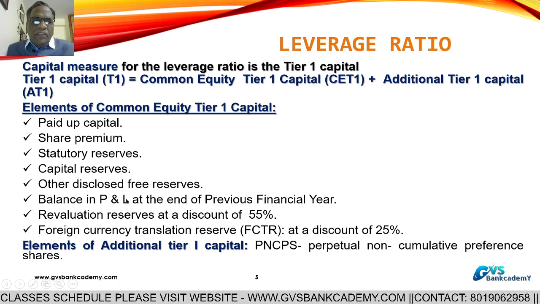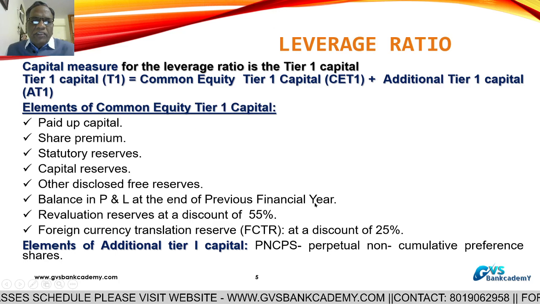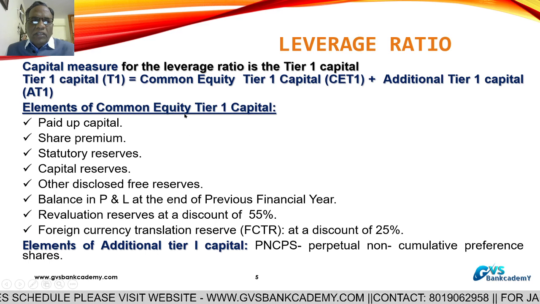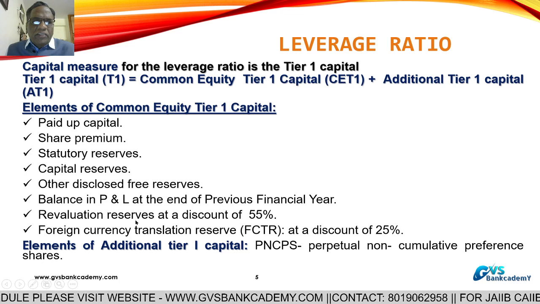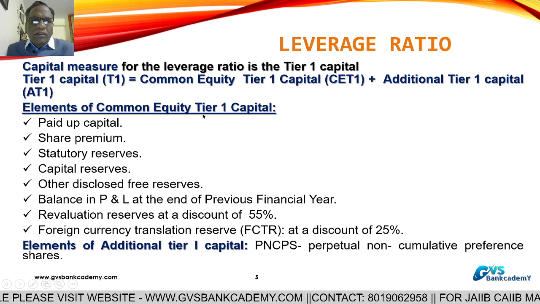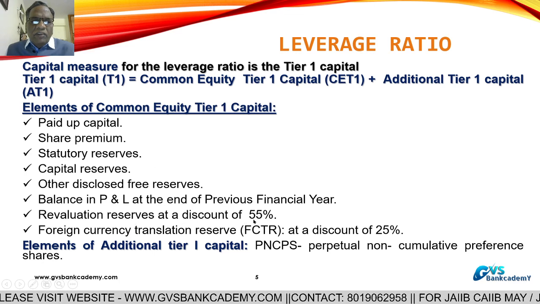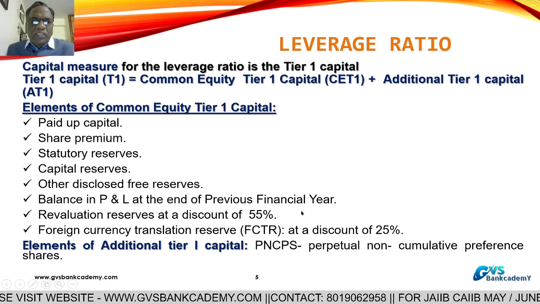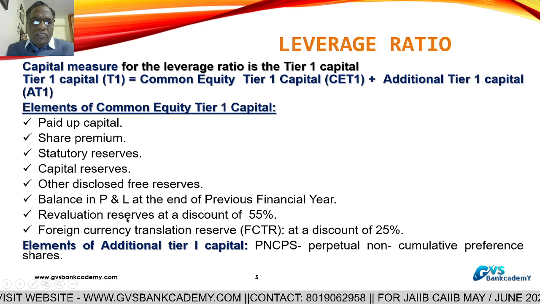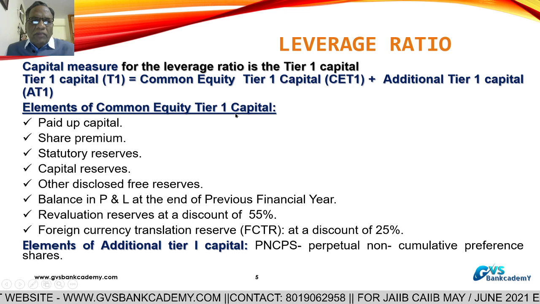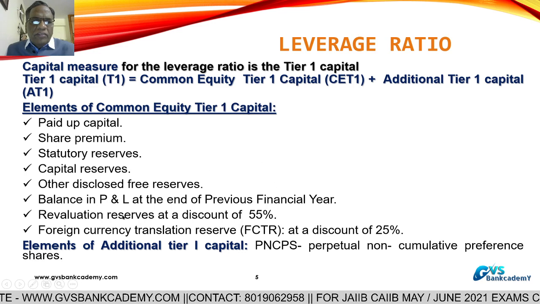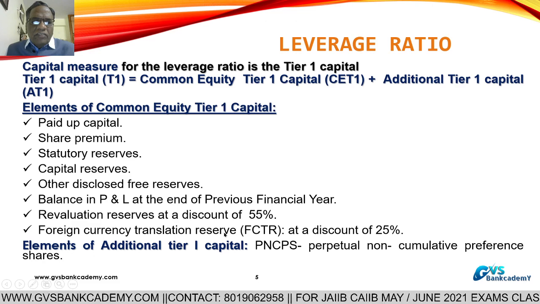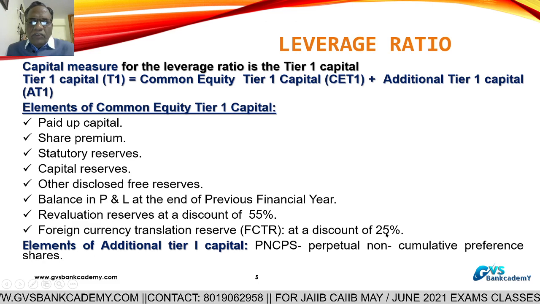Balance in profit and loss account at the end of the previous financial year also comes under Tier 1 capital. Revaluation reserve: fixed assets revaluation reserve is also part of Tier 1 capital, but at a discount of 55%. It means that fixed assets revaluation reserve you can club to Tier 1 capital at 45% of its value. That is revaluation reserves. And foreign currency translation reserve at a discount of 25%.